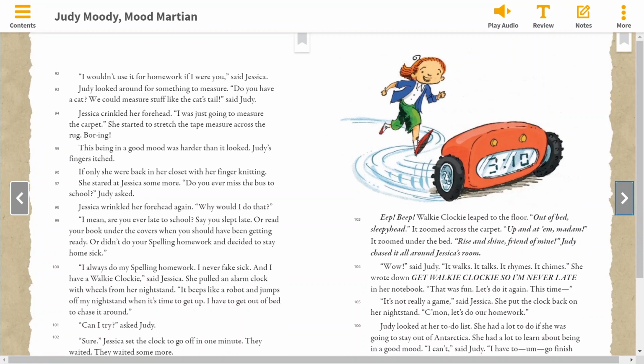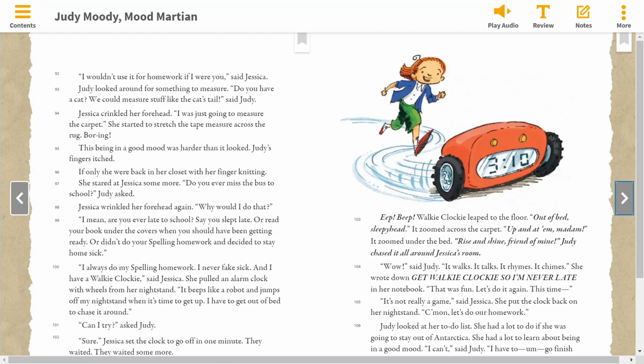Judy looked around for something to measure. "Do you have a cat? We could measure stuff like that cat's tail," said Judy. Jessica crinkled her forehead. "I was just going to measure the carpet." She started to stretch the tape measure across the rug. Boring. This being in a good mood was harder than it looked. Judy's fingers itched. If only she were back in her closet with her finger knitting.